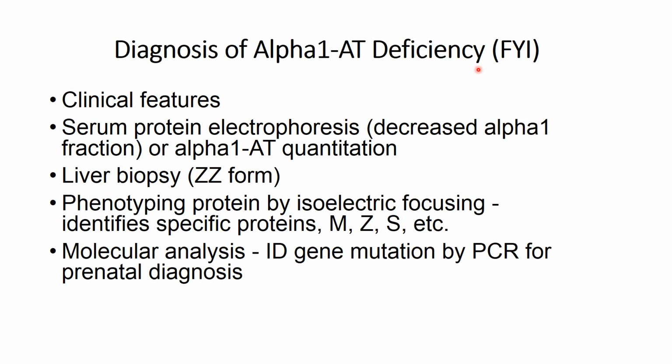How do we diagnose? This is for your information only. Of course, clinical features are very typical of alpha-1 antitrypsin deficiency, but we can detect aberrant proteins, or we can phenotype the proteins, and we can genotype the gene to see where the mutation is. A liver biopsy is taken, and it is especially typical for ZZ mutants to see the destruction of the liver and accumulation of this protein in the liver.